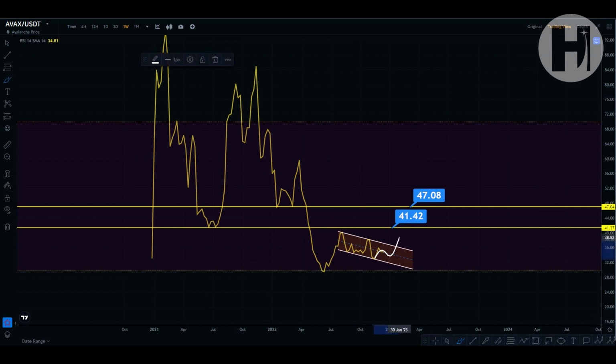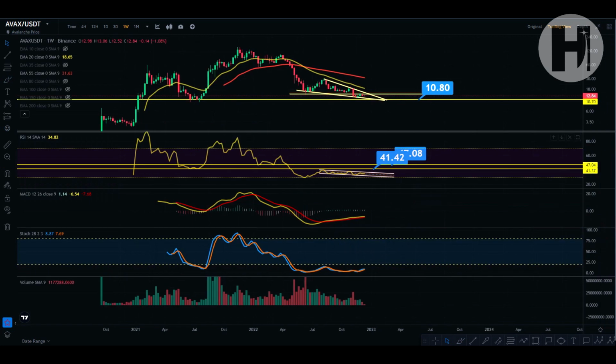And you could also look at this as a nice resistance level to take some profits from Avax and sell some coins potentially, if that's what you're looking to do. But overall, I think most of the altcoins are a good buy as of right now, and including Avax.